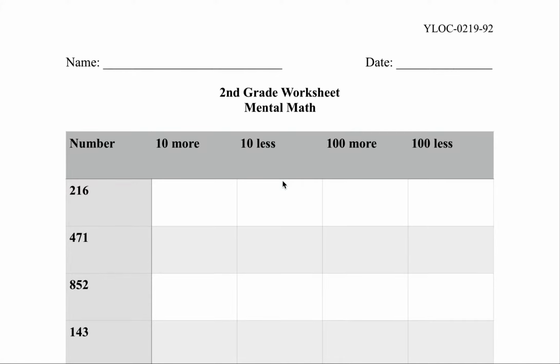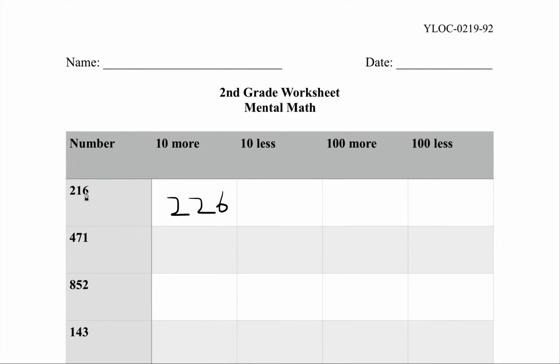So first we're going to do mental math, which is pretty much trying to do this math in our brain. So let's do this together. What is 10 more than 216? Try doing 216 plus 10 in your head. And 216 plus 10 is 226.